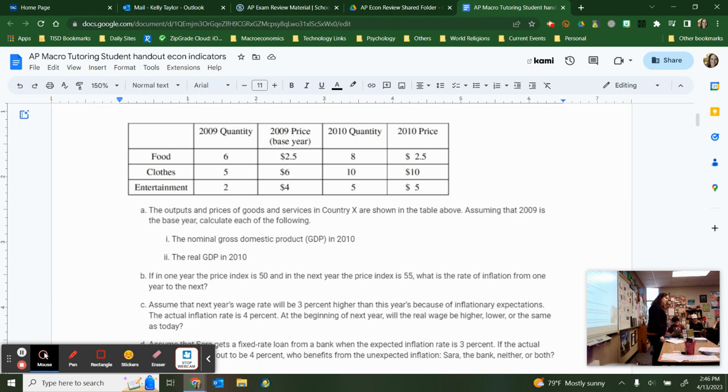Do you want to dive into an FRQ or do you want to work on multiple choice? Okay. All right, so a couple pages in, it starts off with a number 2 right here in the corner.